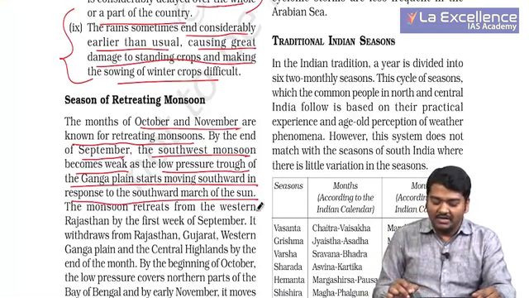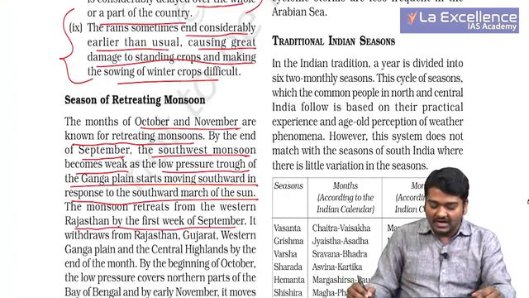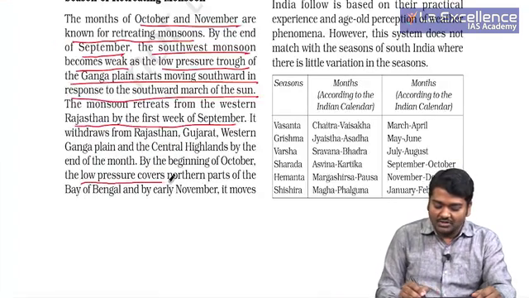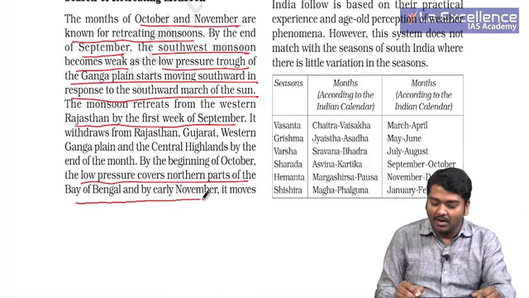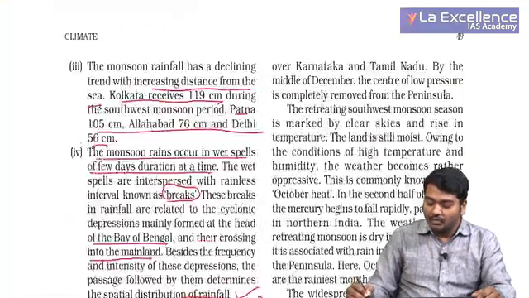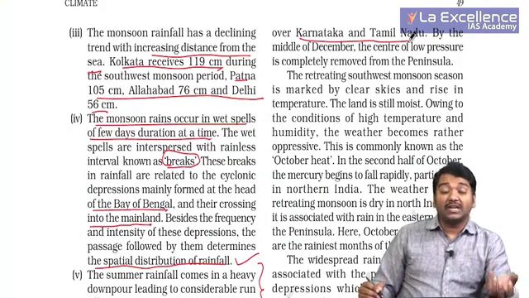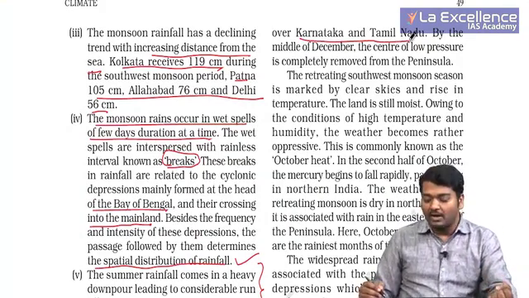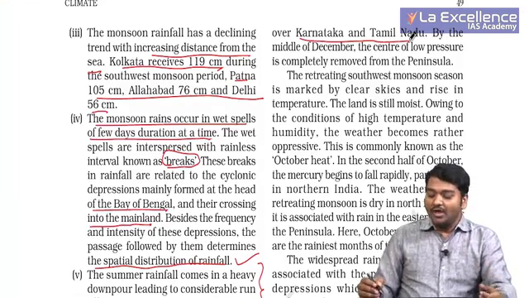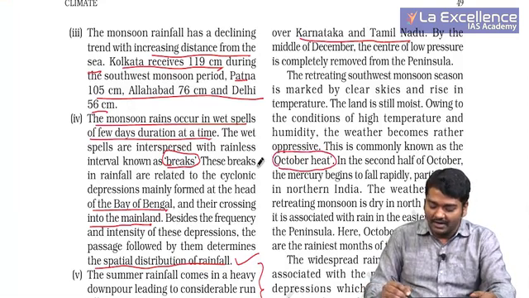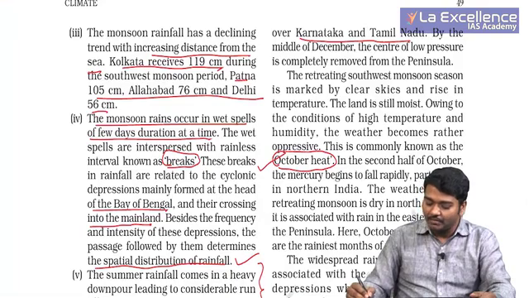The monsoon retreats from western Rajasthan by the first week of September, and the winter starts there immediately after that. By the beginning of October, the low pressure covers northern parts of the Bay of Bengal, and by early November, it moves over Karnataka and Tamil Nadu. Right? Once it enters the Indian Ocean, especially the Bay of Bengal, they give you heavy rainfall. Usually, this retreat is observed with some sort of heat commonly called October heat. Very, very important for us.